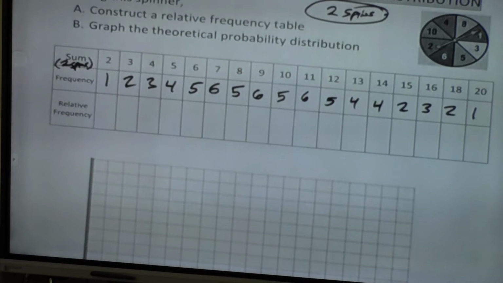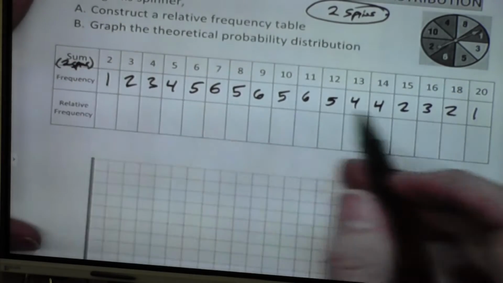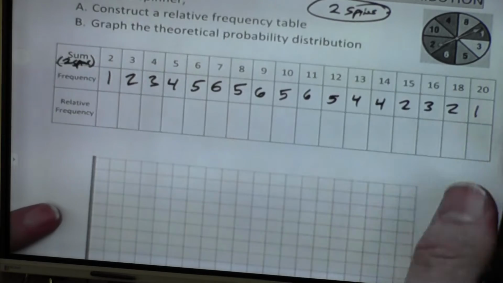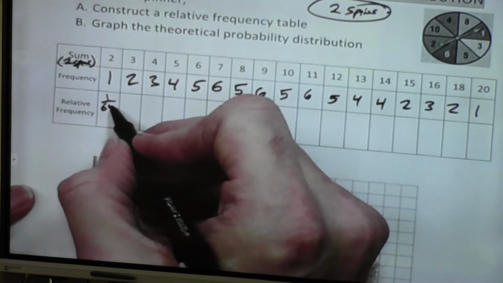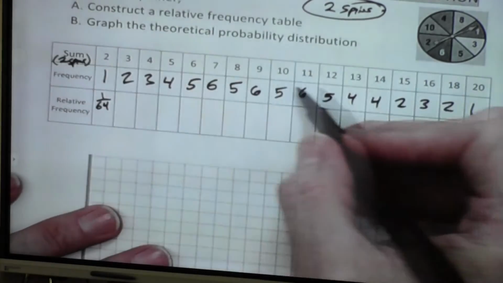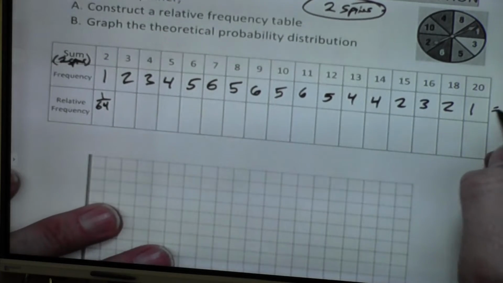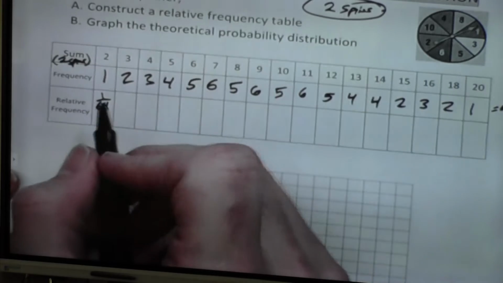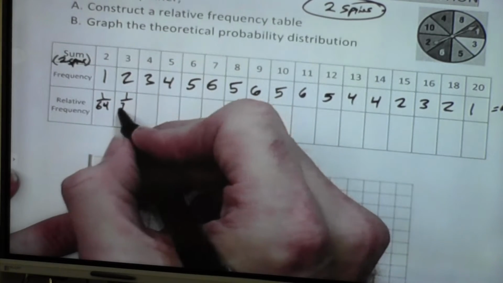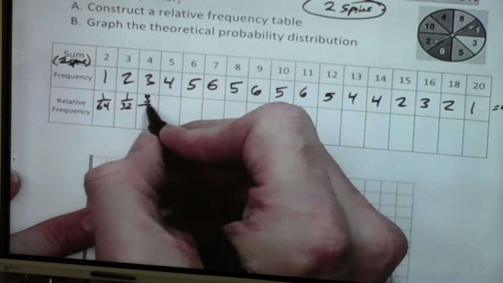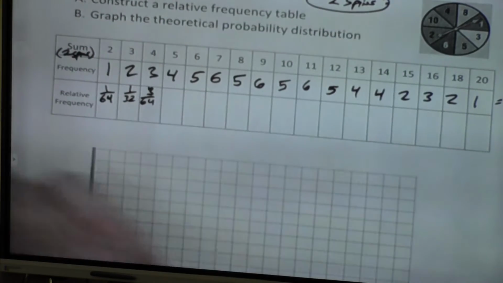Now, the relative frequency can be done in a couple of different ways. First, if you think about it, all these possible ways, there are 64 possible ones. So there's 1 out of 64 possible ways. If you add all these up, it equals 64. So there's 1 out of 64, 1 out of 32, 3 out of 64, and so on.